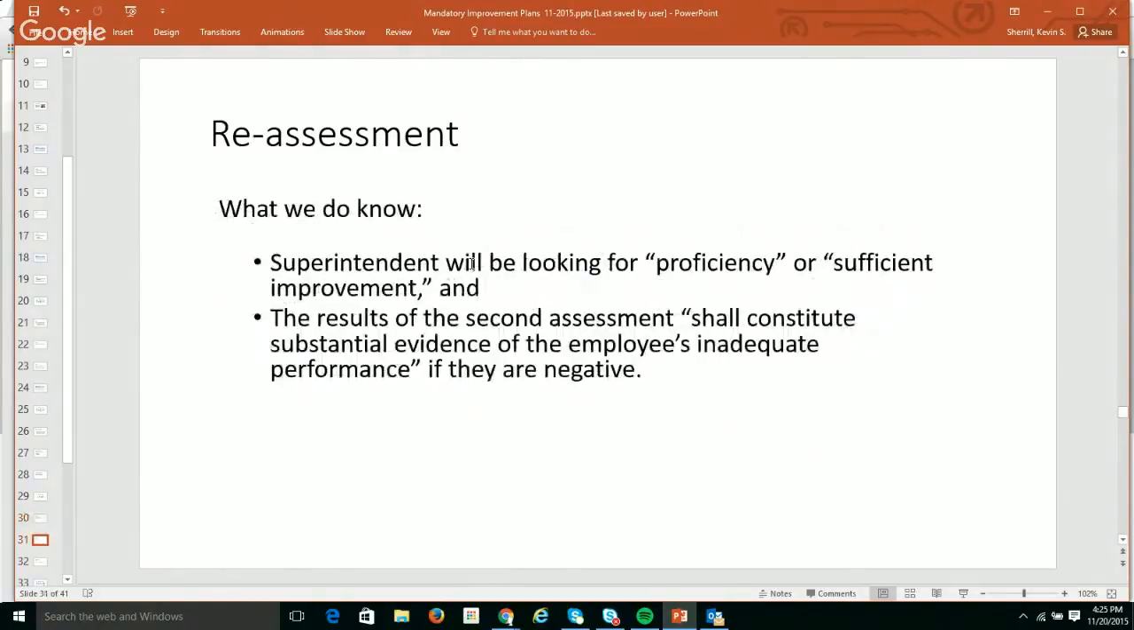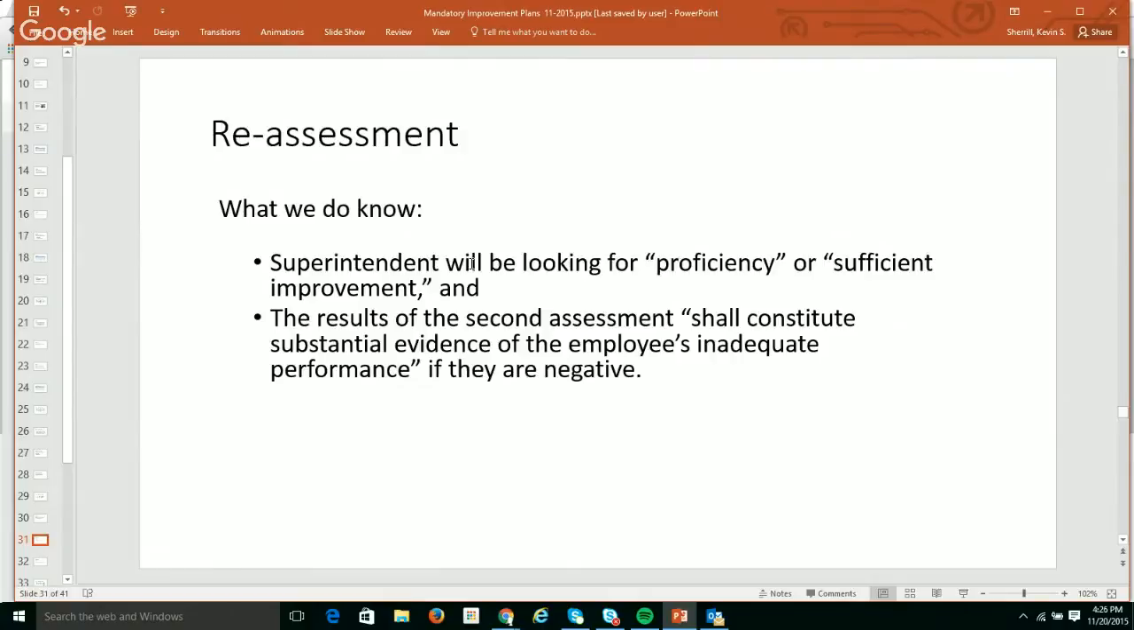So what we do know is that the superintendent needs to be looking for either proficiency or sufficient improvement. And we know that the results of the second assessment are going to constitute substantial evidence of whether or not they're performing inadequately. So the assessment is important. I mean, we can't skip that step. We have to find some way to measure. And that's why the mandatory improvement plan includes the expected level of performance.